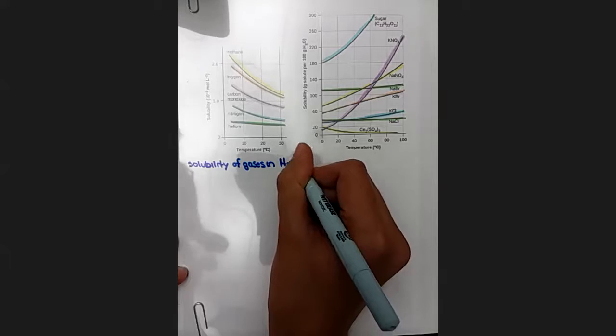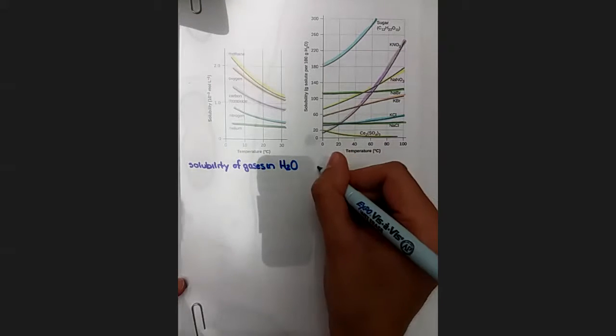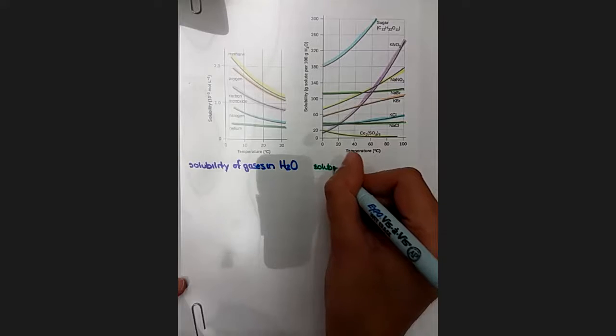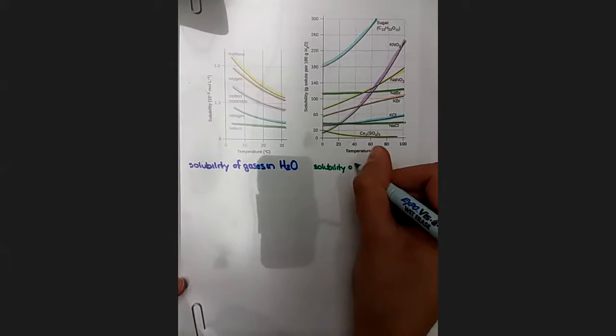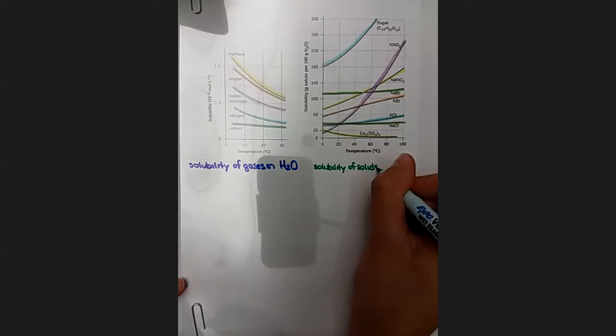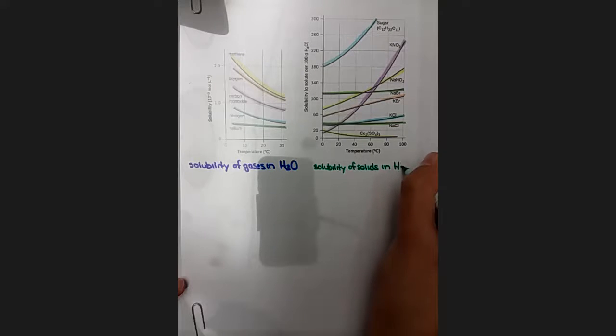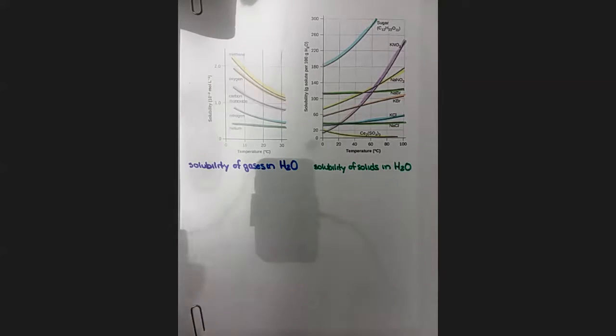And if we look at our other figure, we've got solubility in water versus temperature of sugar, potassium nitrate, sodium bromide, potassium chloride, sodium chloride, and cesium sulfate. And you might not know some of these at the bottom, but sodium chloride and sugar, we know those are solids. So solubility of solids in water. So let's look at that.